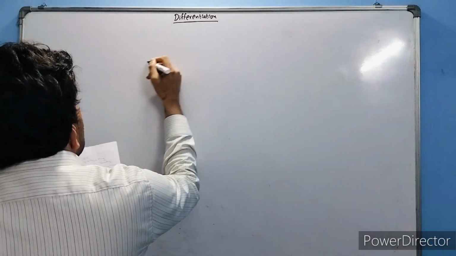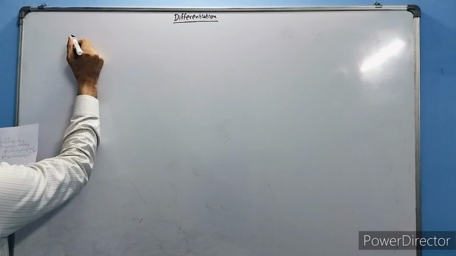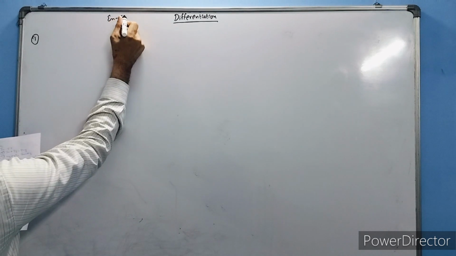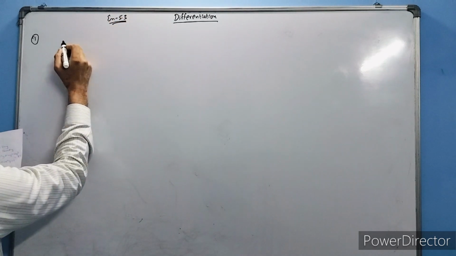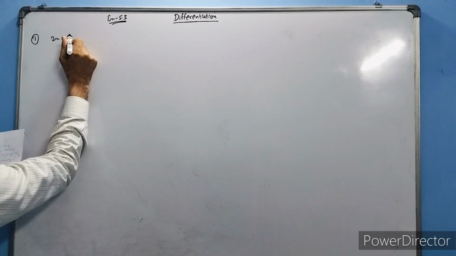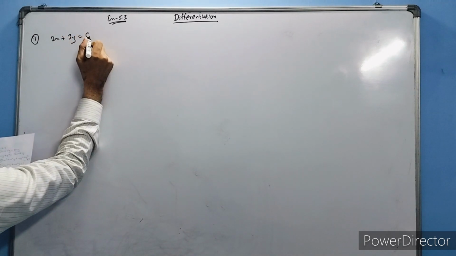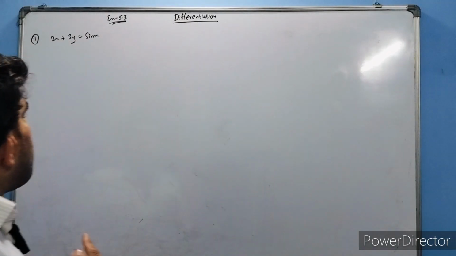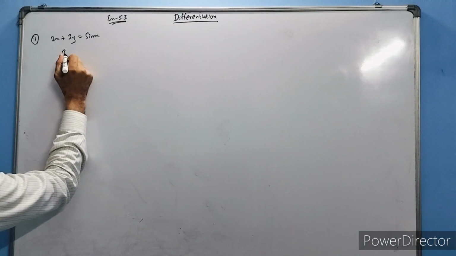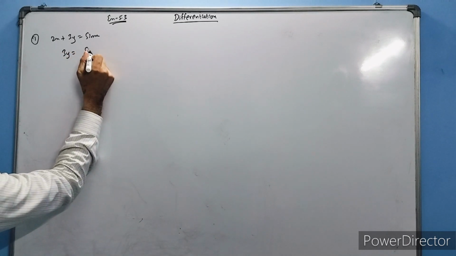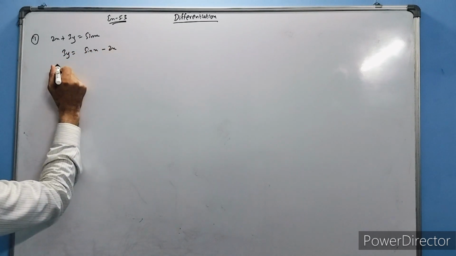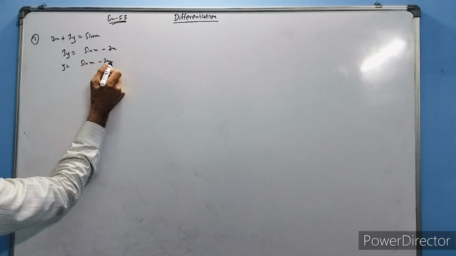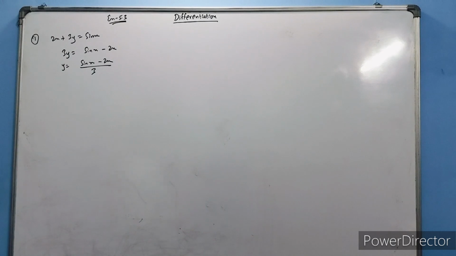First, from the exercise, we have the first question. That exercise is 5.3. Now we have 2x plus 3y is equal to sin x. Let's try to differentiate it. First we need to separate it out: 3y is equal to sin x minus 2x, so y is equal to (sin x minus 2x) upon 3.